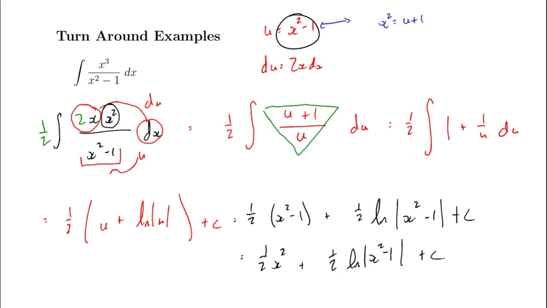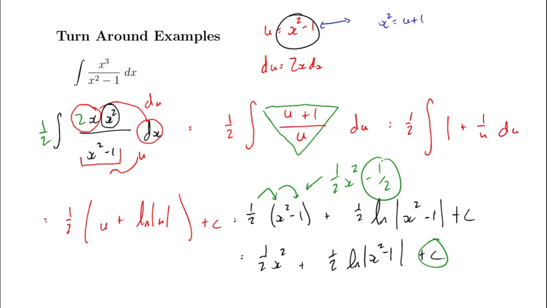And that's because when you multiply this out, there's really half x squared minus half. But then this minus half is just like a part of the constant. So we can just wrap it up into there. So sometimes you'll see it that way. So just be a little bit careful when you're writing things.